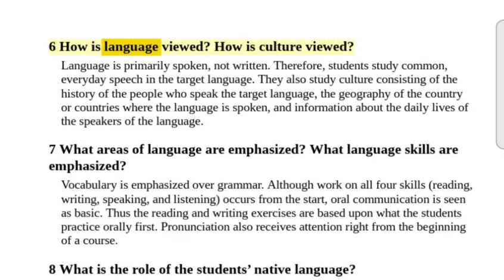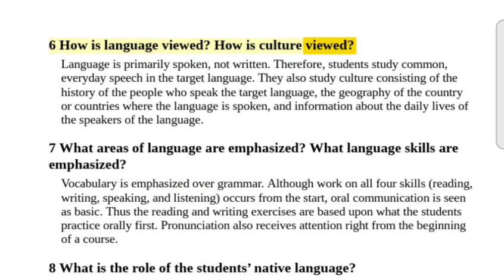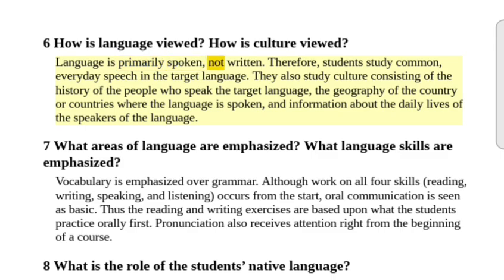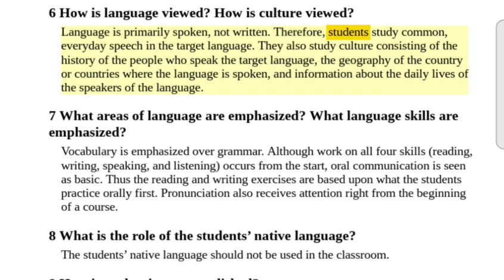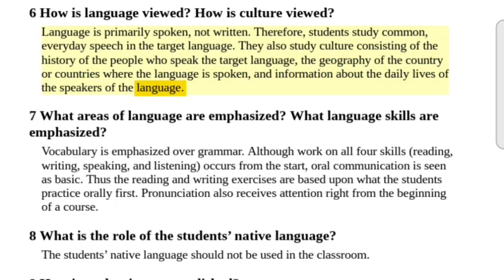6. How is language viewed? How is culture viewed? Language is primarily spoken, not written. Therefore, students study common, everyday speech in the target language. They also study culture consisting of the history of the people who speak the target language, the geography of the country or countries where the language is spoken, and information about the daily lives of the speakers of the language.